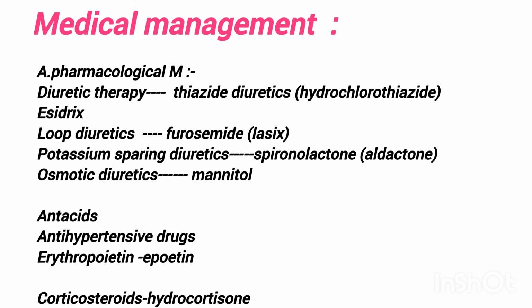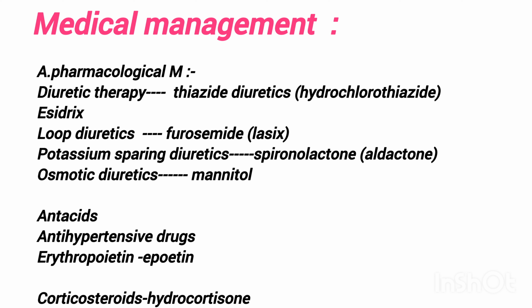Potassium sparing diuretics, pharmacological name is spironolactone, example Aldactone. Osmotic diuretics, example mannitol. Other than this, we will give antacids and antihypertensive drugs, because there is a chance of increase in BP in acute renal failure patients.